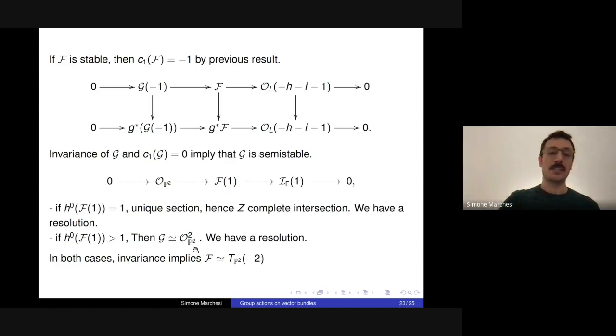That means that looking at this sequence up here, using the horseshoe lemma, we have a resolution of OL minus H minus I minus one on P2. So horseshoe lemma, we have a resolution of F, we apply the invariance, we apply the isomorphism that spreads to all the diagram, and we see that actually that matrix can only be given by three linear forms, and three linear forms, once again, are the tangent bundle, but up to twist, okay?